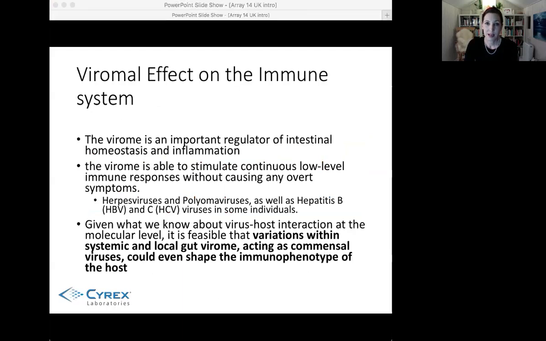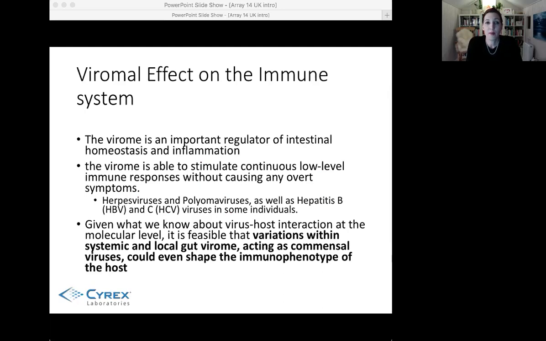So the other thing to understand about viruses is we are co-evolved with them. So the viruses and our virome are part of our immune system. They have the ability to modulate the immune system. And so the virome is considered to be a really important regulator of intestinal homeostasis and also inflammation. The virome is able to stimulate continuous low-level immune responses without causing overt symptoms. And this is considered to be beneficial in somebody whose immune system is working functionally and who has a healthy relationship with their microbial ecology in general.